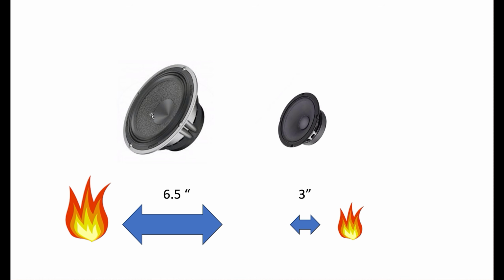When you compare that to the 6.5 inch, which has a much bigger cone area and is able to extend further, which means it can push more air per stroke. It has a bigger motor, so it's more powerful, so it can push more air, and it's able to deal with much more heat, right?